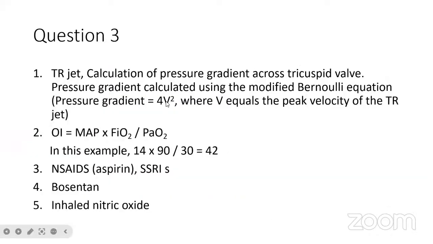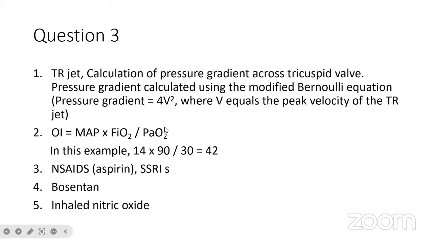So we'll take an example. Supposing this V is, let's say, 2 meters per second. V squared, 2 into 2, is going to be 4. 4 into 4 is 16. So 4V squared is 16 plus right atrial pressure, let's say it is 5 if CVP is equal to 5. So 16 plus 5 will be equal to 21. So 21 is the right ventricular systolic pressure.